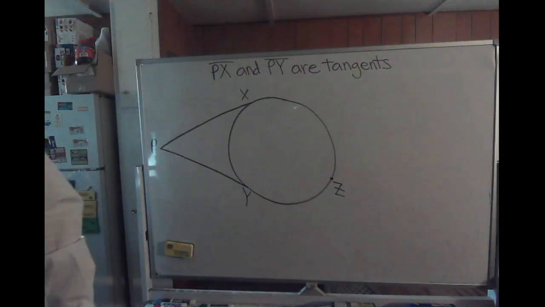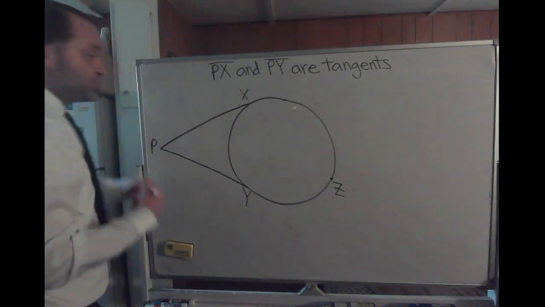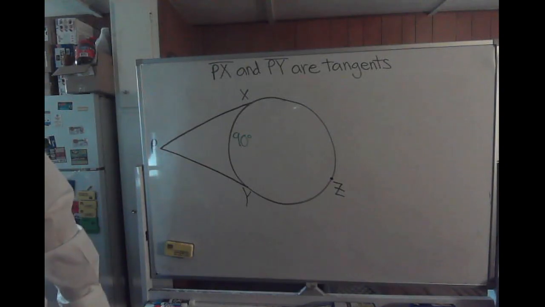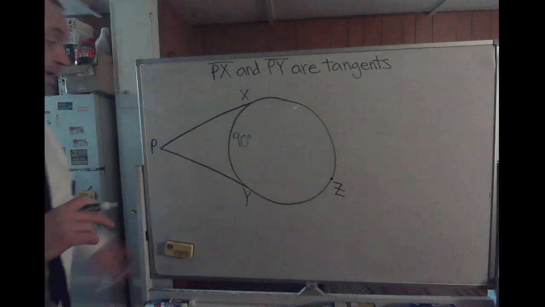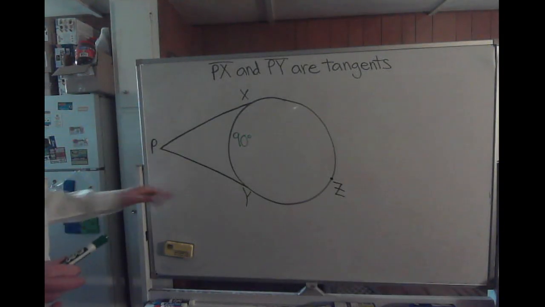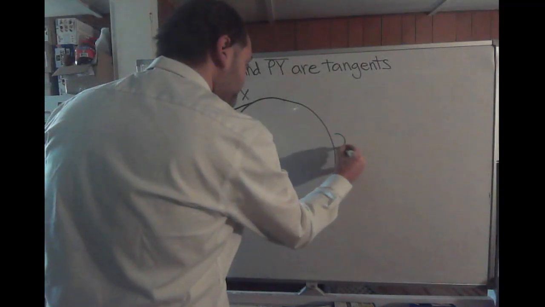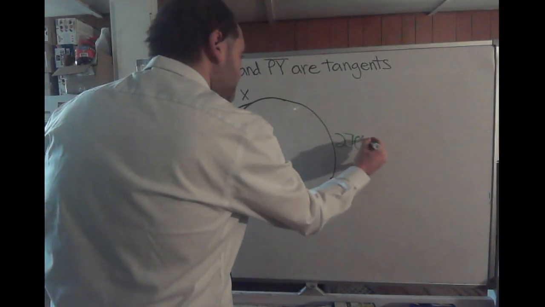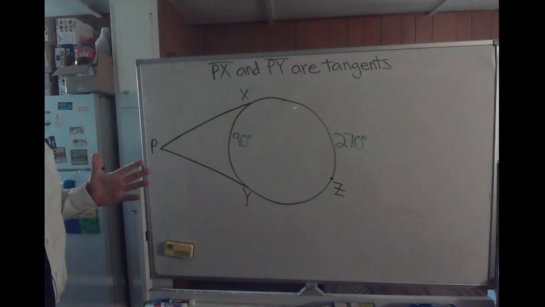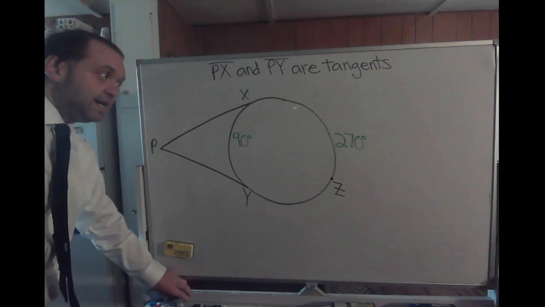Alright, what do we got next? This time they give us that the measure of minor arc XY is equal to 90 degrees. We need to find the measure of angle P, but in order to find the major arc XYZ, you just take 360 minus 90. That would give you 270. So the major arc XYZ is 270. Now we can easily go through and find the measure of angle P. So let's go ahead and do just that.